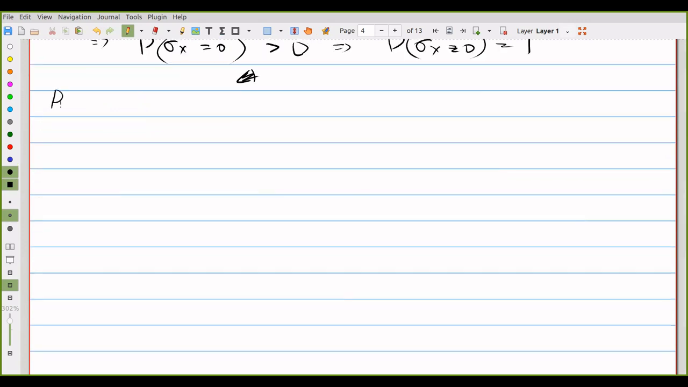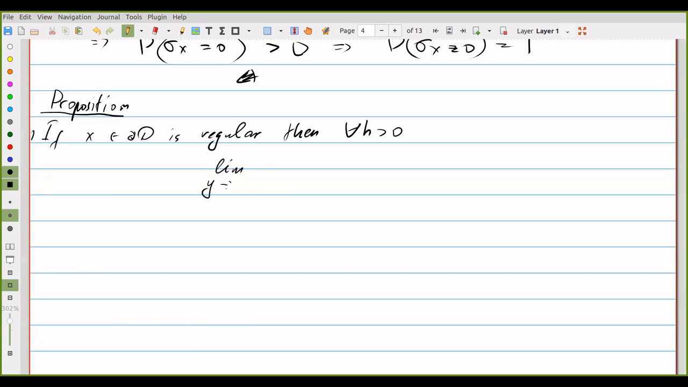And now we are approaching our main result. Before that, we need one additional proposition. So if x on the boundary is regular, then for any positive h, the limit when we approach the boundary from inside is 0.